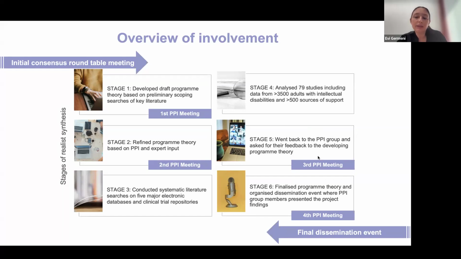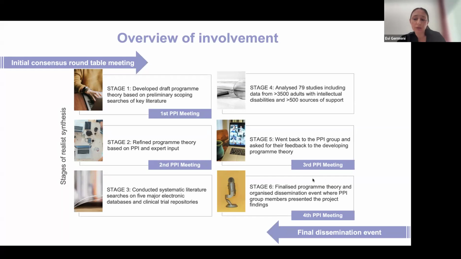In the second meeting, we presented the draft context mechanism outcome configurations to the group in an accessible format using visual aids and concise descriptions. We explained how this had been developed, and we highlighted how input from the PPI group had been considered and integrated.